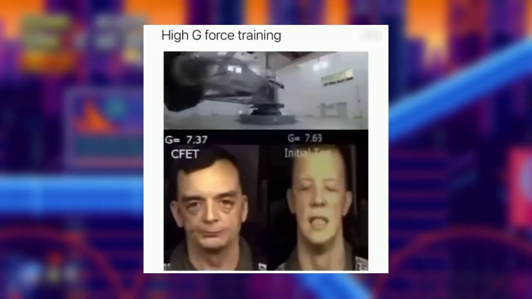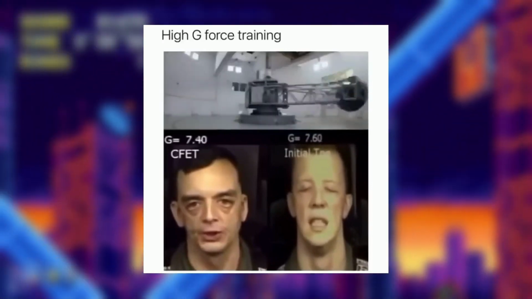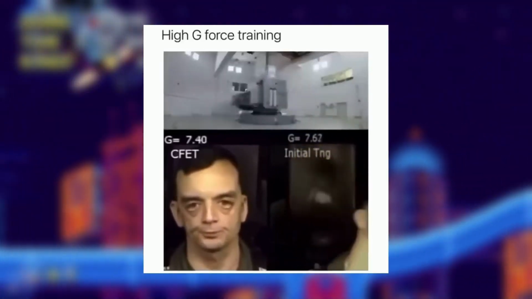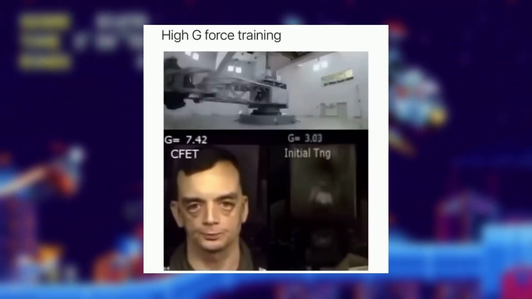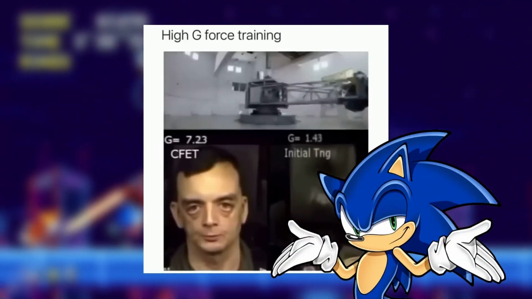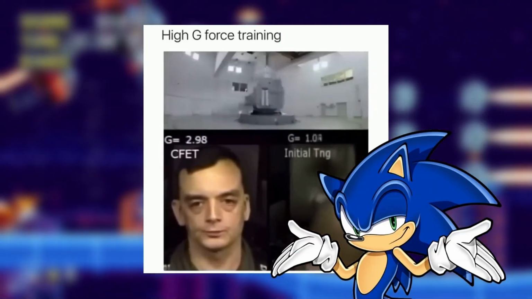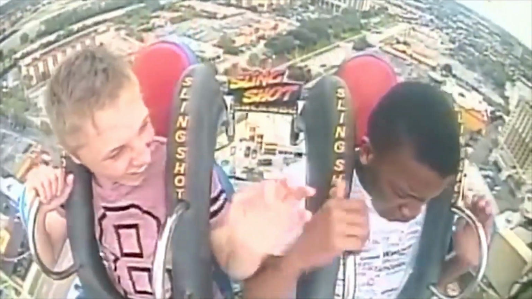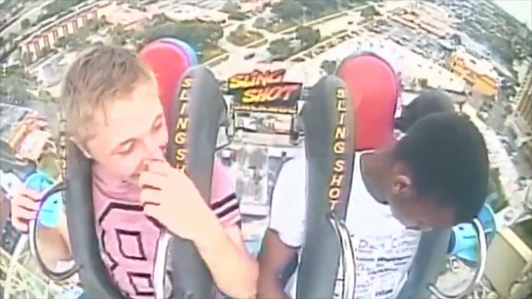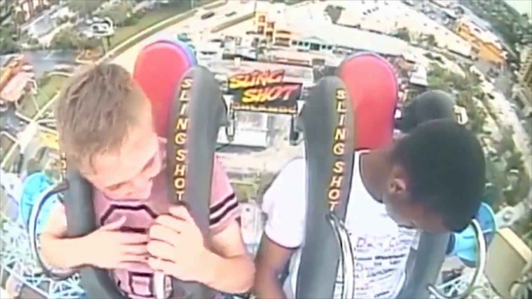G-lock makes people pass out for a short time and then feel confused afterwards. To help pilots deal with this problem, they're trained on special breathing and muscle techniques using machines called centrifuges, something that I'm pretty certain Sonic isn't doing. Now, most of us humans can withstand up to 4 to 6 Gs. This is mostly experienced in the roller coasters we ride.